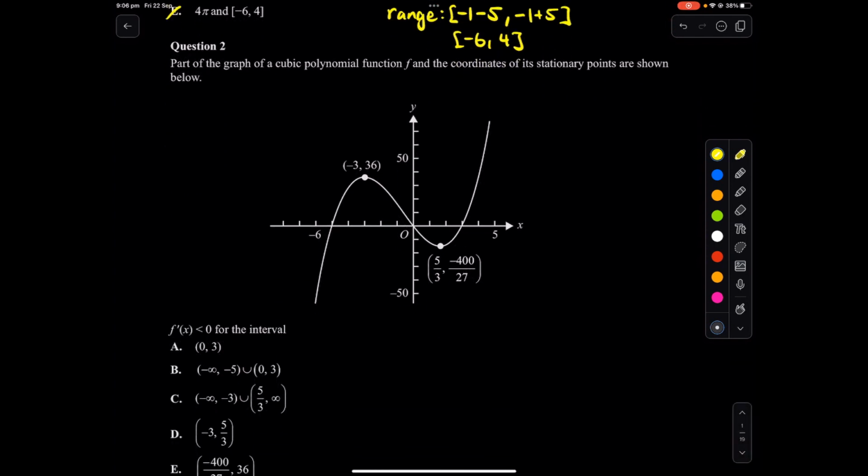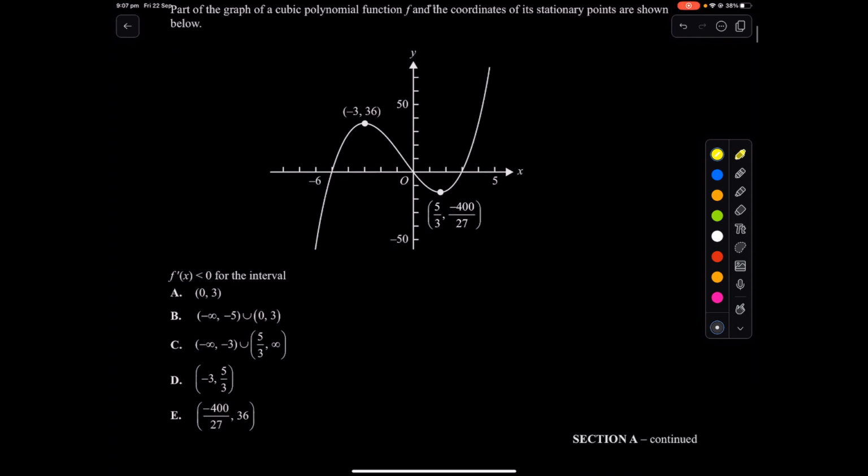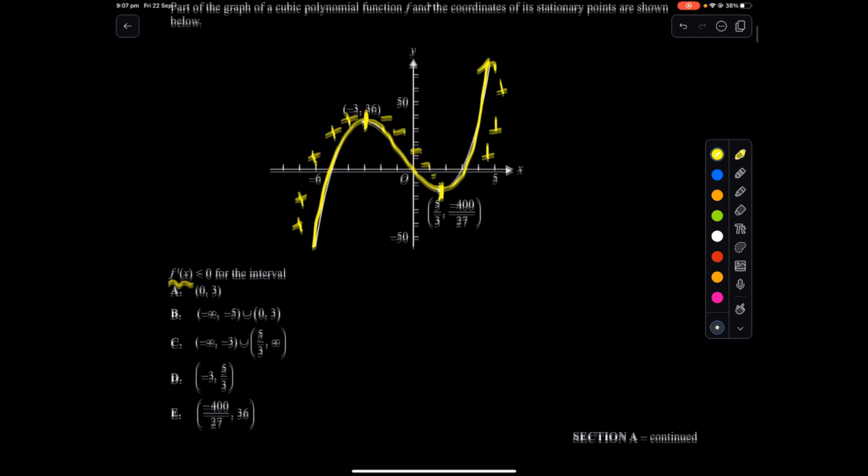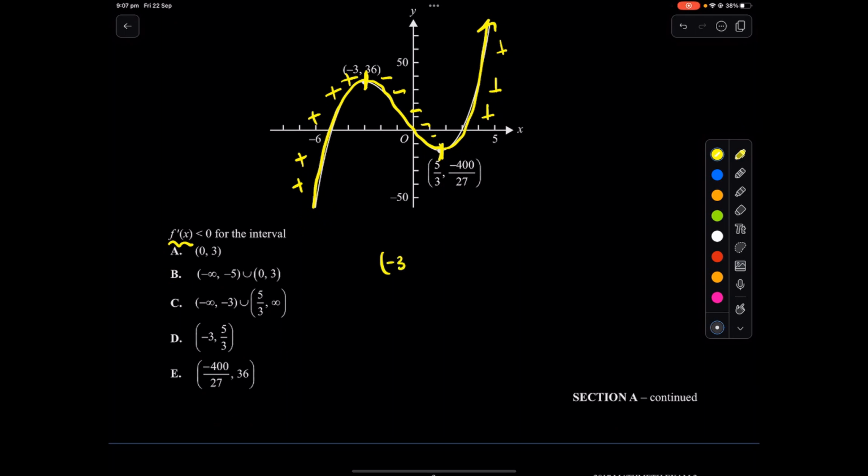Question 2. Part of the graph of the cubic polynomial f and the coordinates of its stationary points are shown below. f dash of x is less than 0 for the interval. So f dash of x is the gradient. So we're saying, when is the gradient less than 0, or when's the gradient negative? From here to here, it is positive. From here to here, it is negative. It goes downwards. And again, here to here, it goes positive. So it is negative from -3 and 5.3. So choose D as your answer.